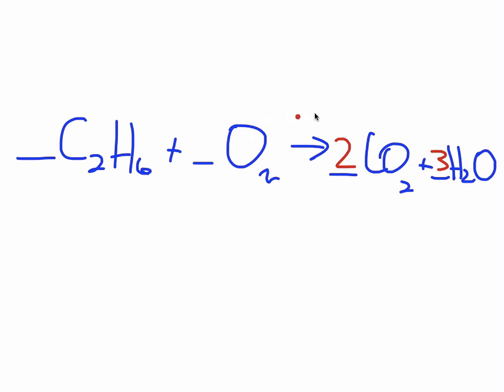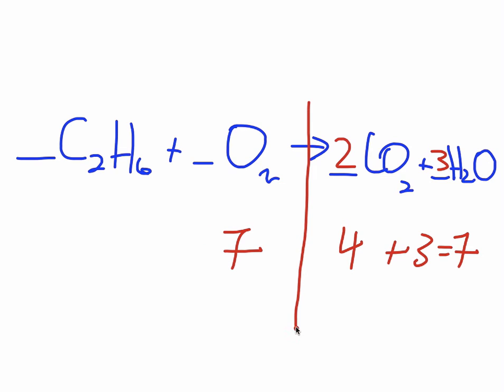2 O's, but now I got 4 O's and 3 O's. So here, 2 times 2, 4. 3 times 1, 3. It's going to give me 7 O's. I got to get 7 O's on this side. So how am I going to make this number 7? Well, I have 2. 2 times what is 7? Well, 7 divided by 2 is 7 over 2.